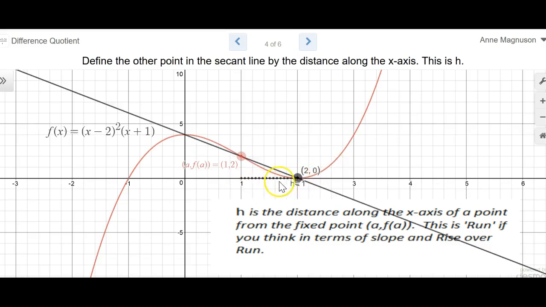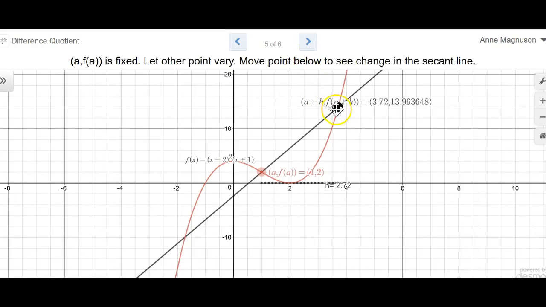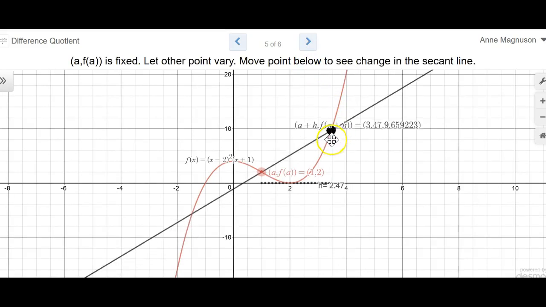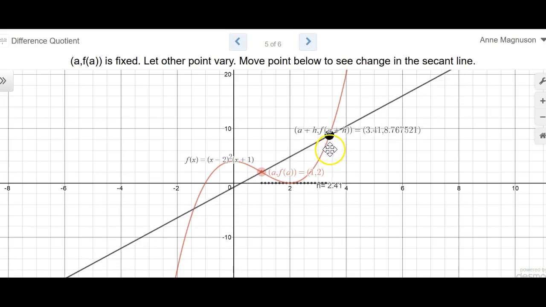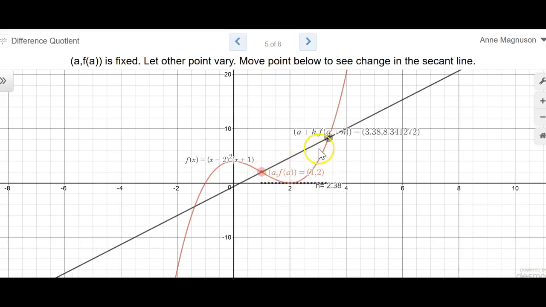Notice how h changes along the x-axis as that point moves. So as I move this one point, notice h is the distance from that fixed point. I'm not moving this point, just this other point.